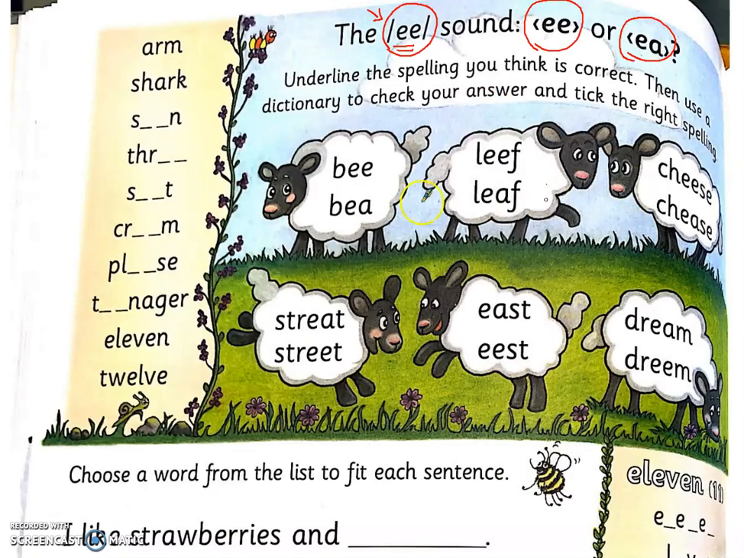Okay, let's now have a look at the words on our sheet in our book. First, we're going to look at words here, and like before, we're going to see which ones are spelled correctly.